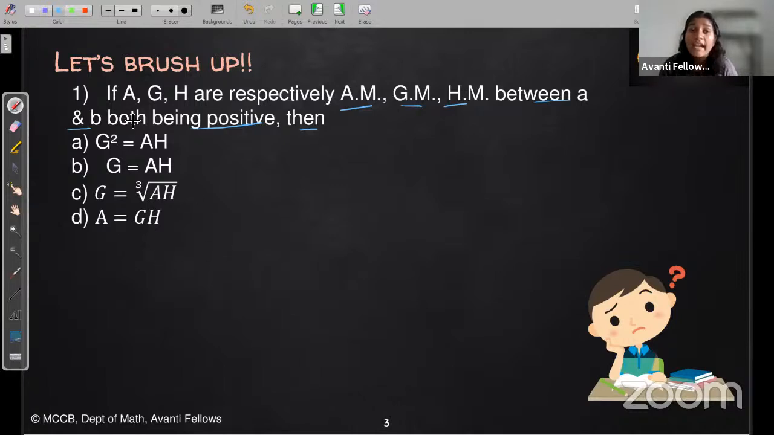So if A, G, H are respectively AM, GM, HM between A and B, both being positive, then our answer will be G square is equal to AH. This is the relation between arithmetic mean, geometric mean, and harmonic mean. The square of the geometric mean will be equal to the product of the arithmetic mean and the harmonic mean. Is it clear to you all? Any doubt in this?